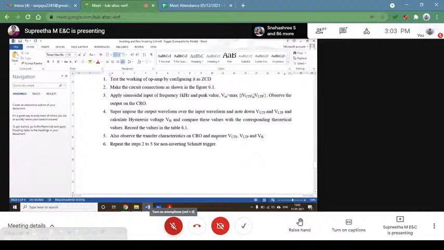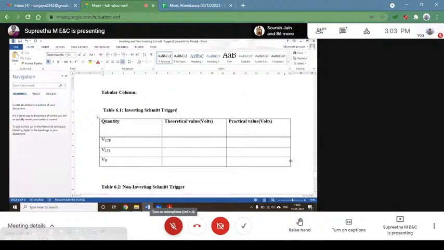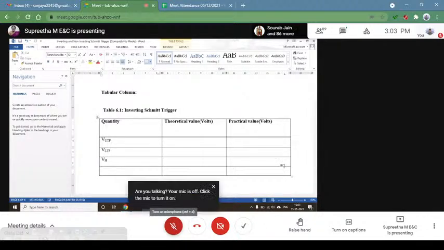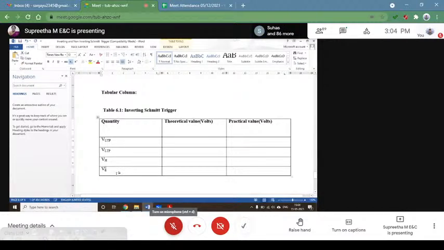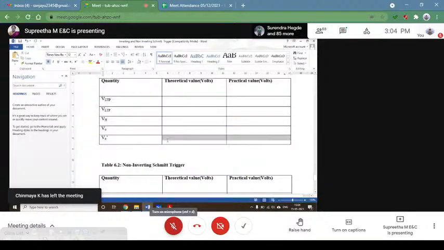Okay. So what are things you need to note down? Here, along with this, you also need to note down VO and VO dash. You also need to note down VO and VO dash for both inverting and non-inverting circuit. Okay?